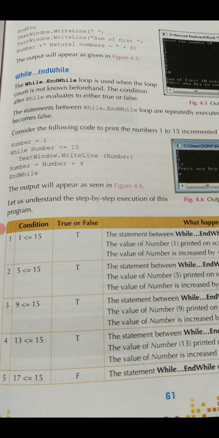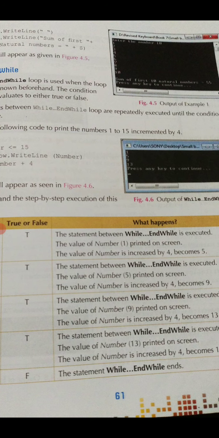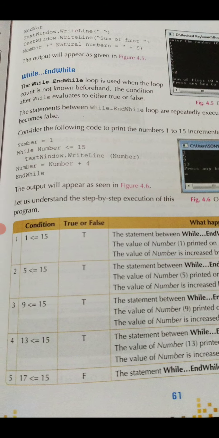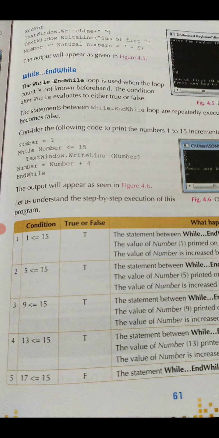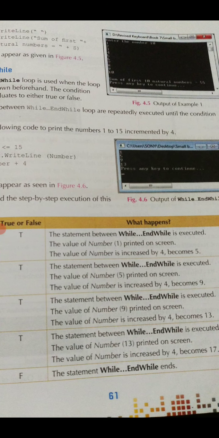Here you will get one example where, by using the while loop, you have to print the numbers from 1 to 15, incremented by 4. Firstly you give number equal to 1, then While number less than or equal to 15, TextWindow.WriteLine(number). Then number equals number plus 4. Why is number plus 4 given? Because it is said to be incremented by 4.